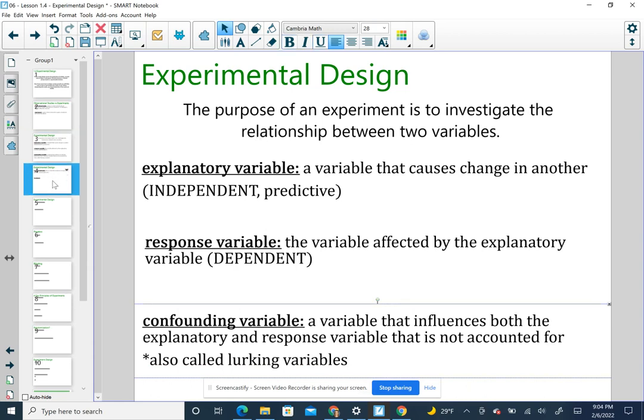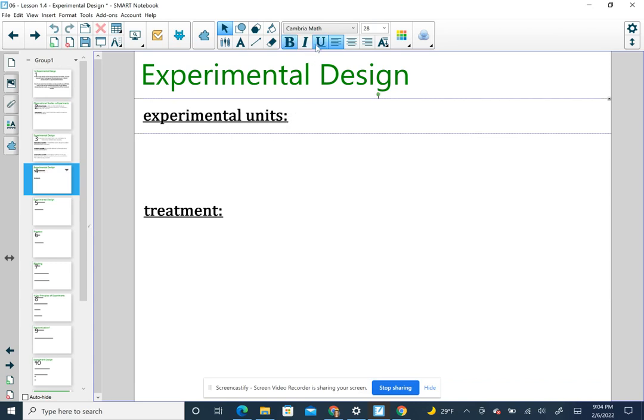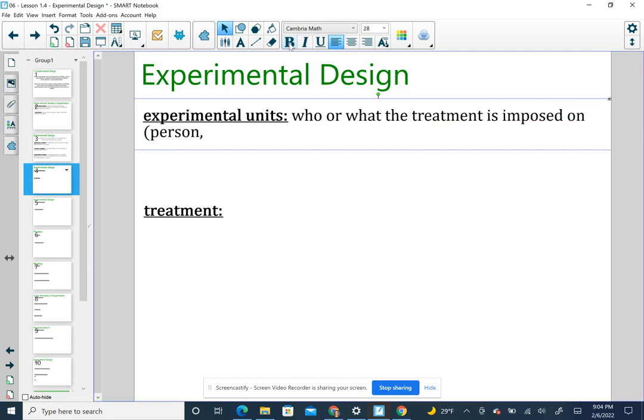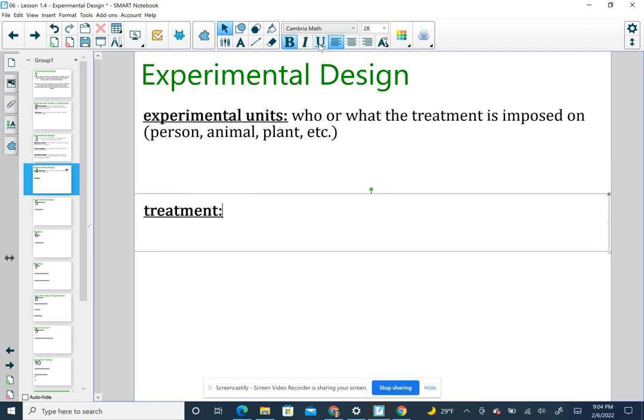Okay, a couple more. Experimental units. So experimental units are who or what the treatment is imposed on in our experiment. So this could be a person, animal, could be a plant, etc. And then our treatment is what is done or not done to experimental units.